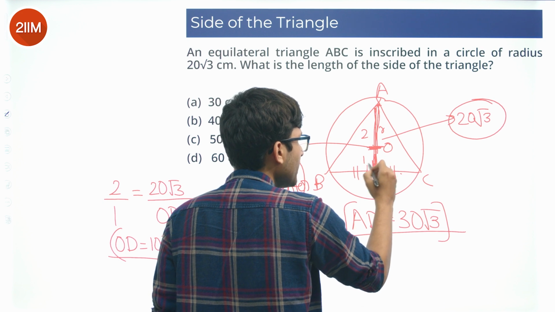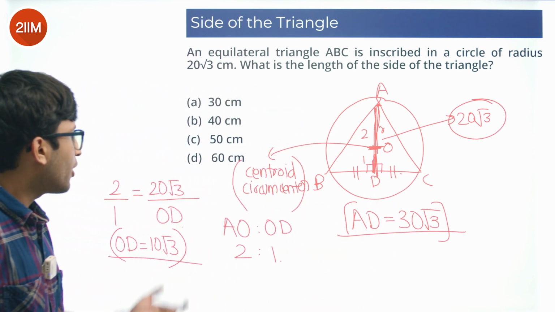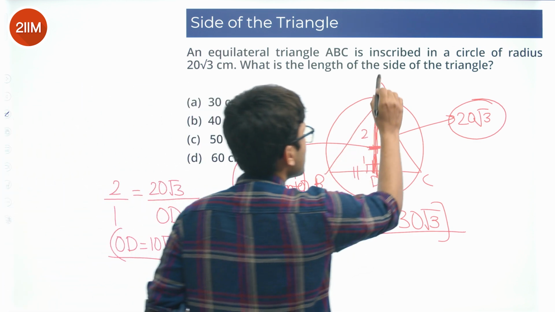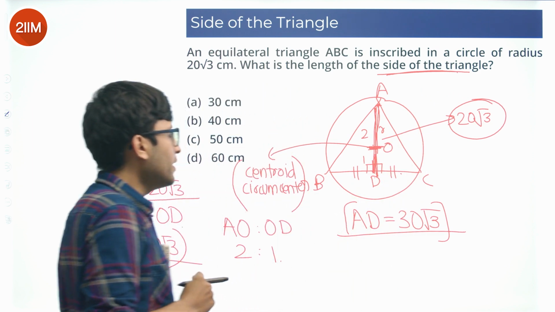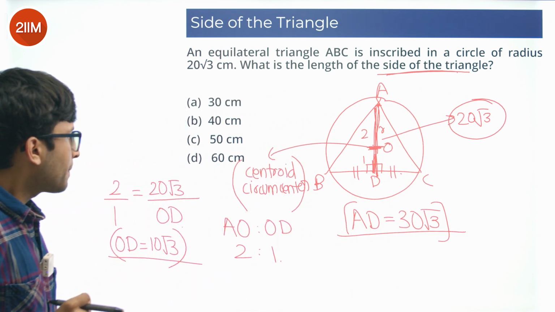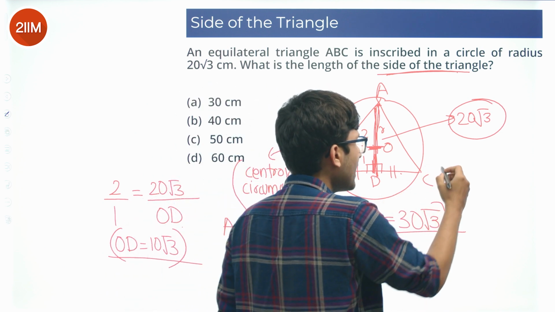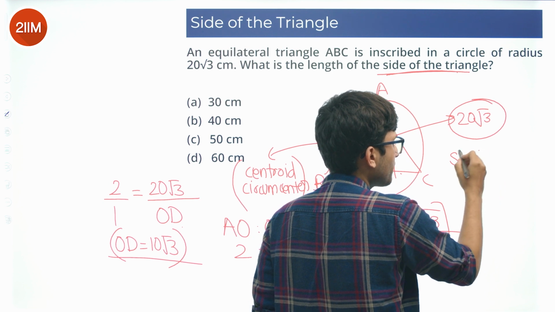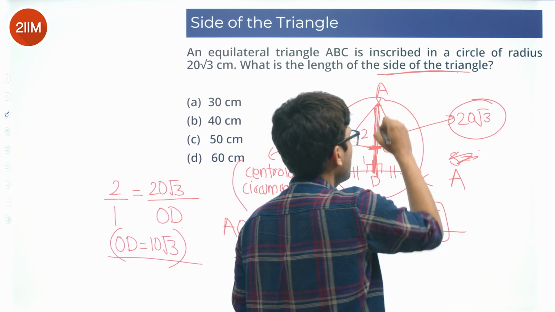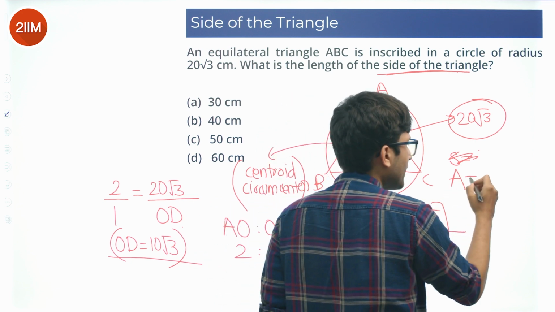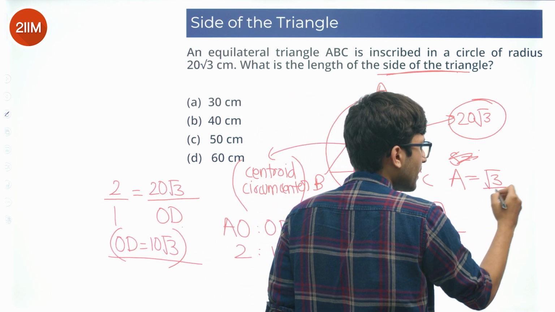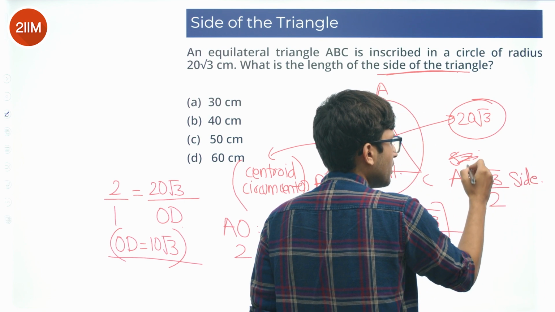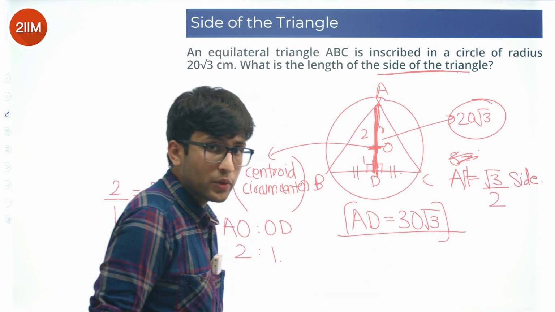I got AD as equal to 30 root 3. I need to find the side of the triangle, which is what they are asking. The next step is to use the fact that the altitude, or the length of the median, is equal to root 3 by 2 times the side length. My altitude, I know, is equal to 30 root 3.